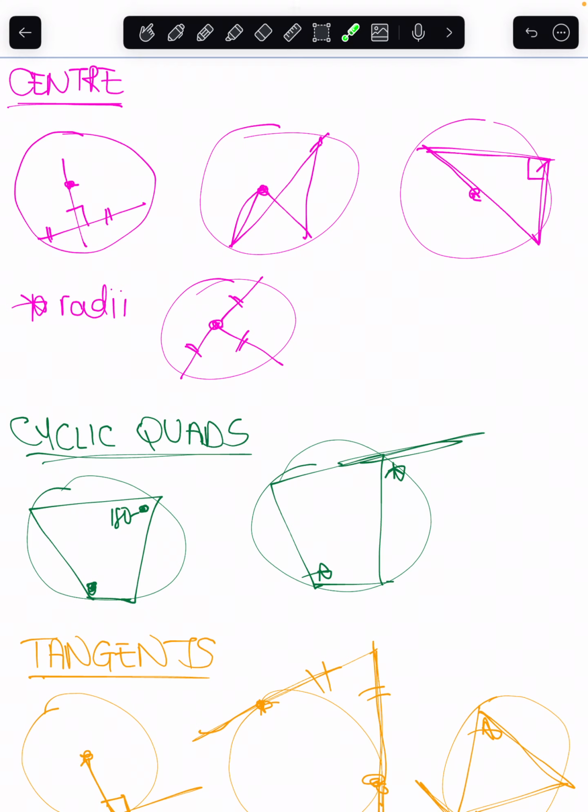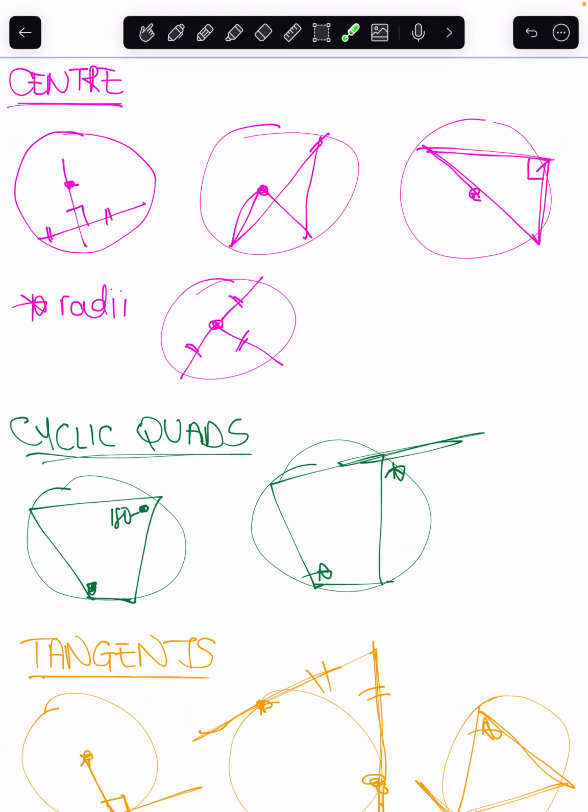Sometimes cyclic quads will be explicitly pointed out to you, but sometimes you will need to identify them for yourself. So before even launching into a question, I would start by identifying, are there any cyclic quads, and just highlight them for myself, so that if I get stuck, I can think, well, is there anything that the cyclic quads give me? Of course, cyclic quads give you two relationships. The opposite interior angles are supplementary, they add up to 180, and an exterior angle of a cyclic quad will always be equal to the opposite interior one, right?